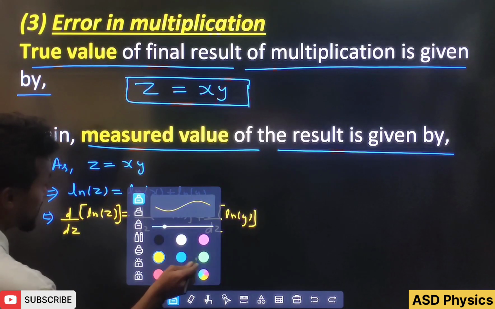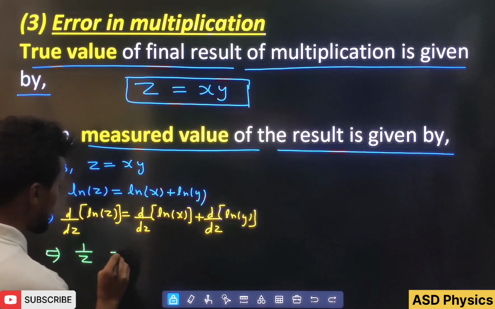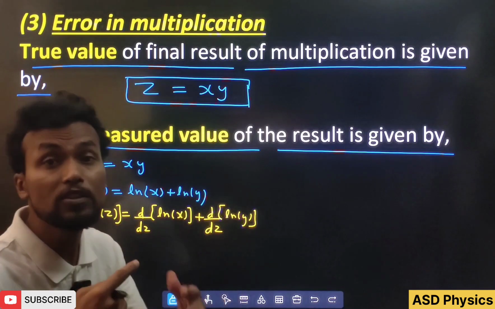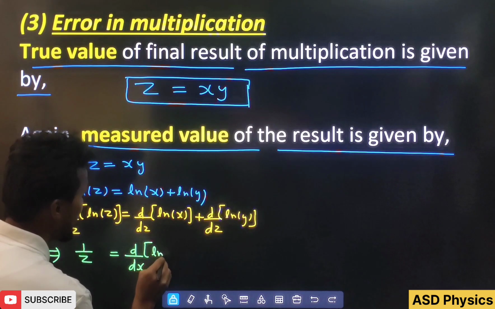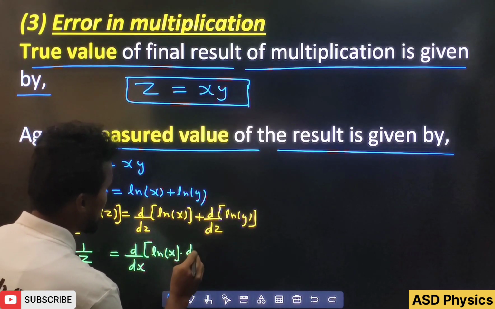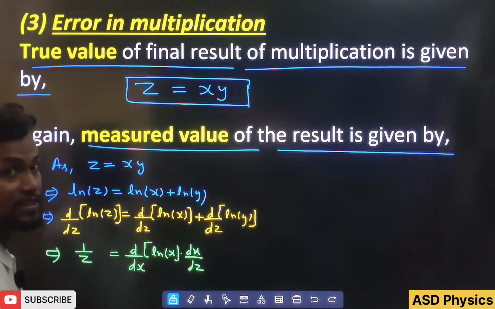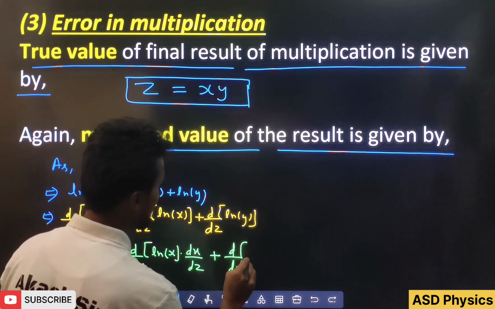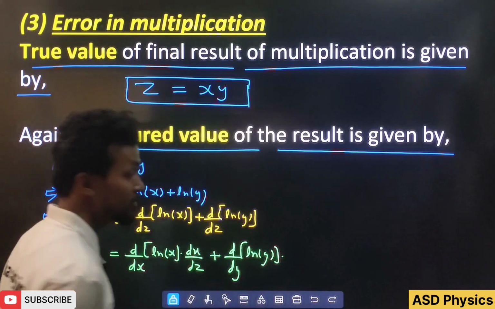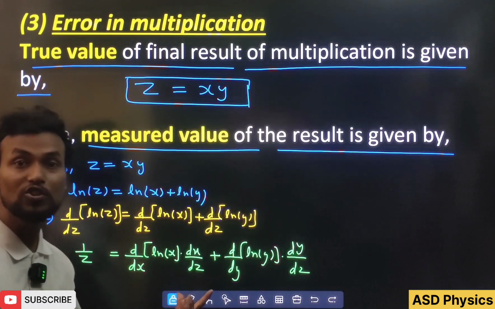Clear? Is it? Now what will happen? Next step, see, d by dz of ln z will become 1 by z. Not a problem. Here we have to do for x, but z is there, so we will use the chain rule. That means what can I write here? I can write d by dx of ln x into dx by dz. Now, what is the dx by dz? You can see dx cancels, still dz is there. Plus d by dy of ln y, and in the chain rule it will become dy by dz. Now, I hope you have understood this chain rule very well.